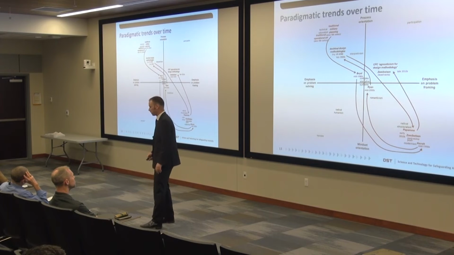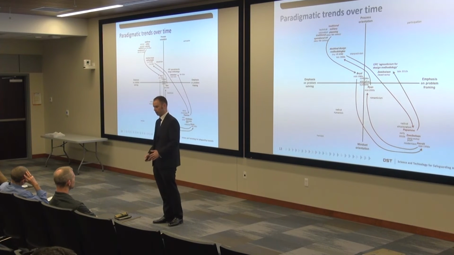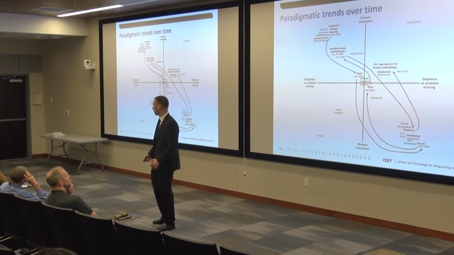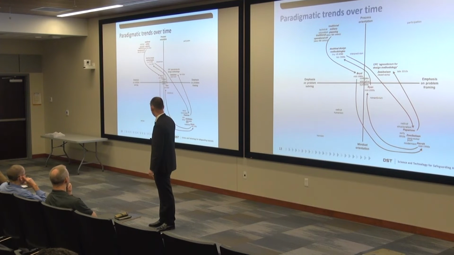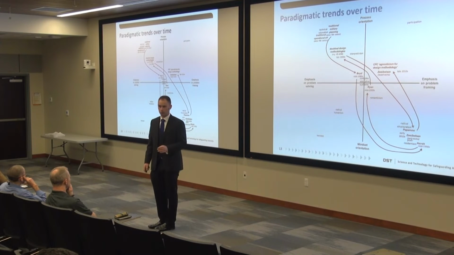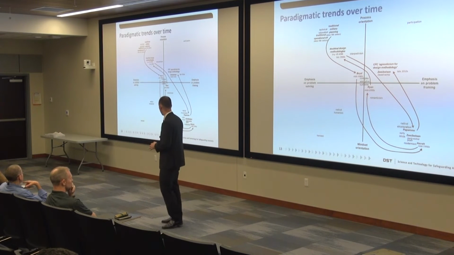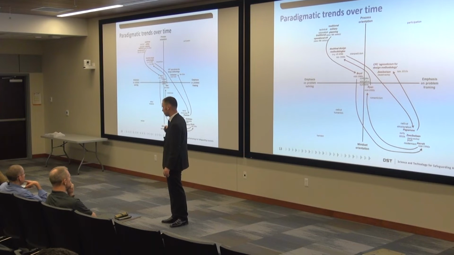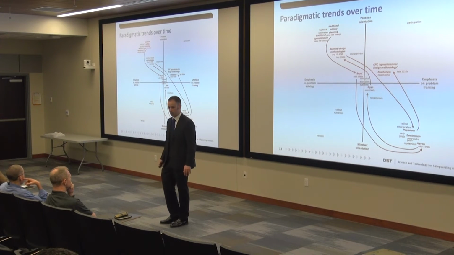When we map this paradigmatically, we see a couple of things that are different to the civilian design methods. The first difference is that it oscillates a lot more, right, between the two extremes. The second point is a similarity, which is that the oscillation goes from the top left down to the bottom right, in the same way the civilian design stuff does.